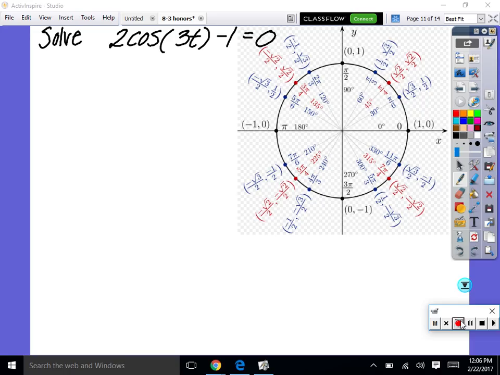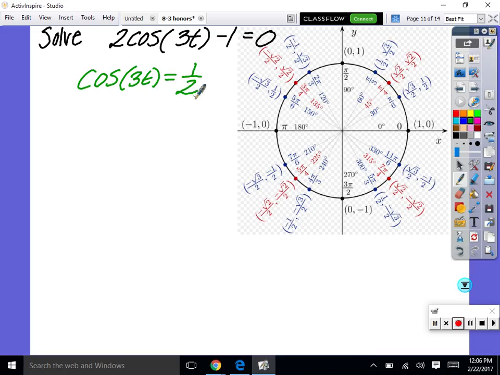So it says solve 2 cosine of 3t minus 1 equals 0. Now, look, the only difference is there's a 3 in front of the t. Pretend the 3 is not there, solve it like normal, and then we'll consider the 3. So we would isolate, if possible, solve for cosine. So this one's easy, right? We'll just add 1, divide by 2. So we have cosine of 3t equals 1/2, correct?